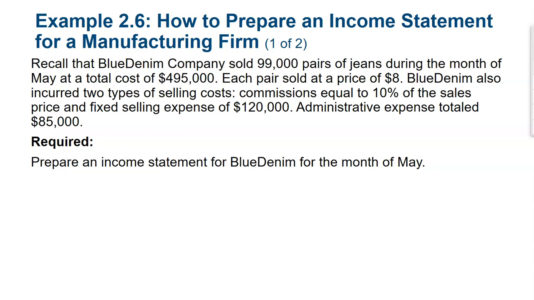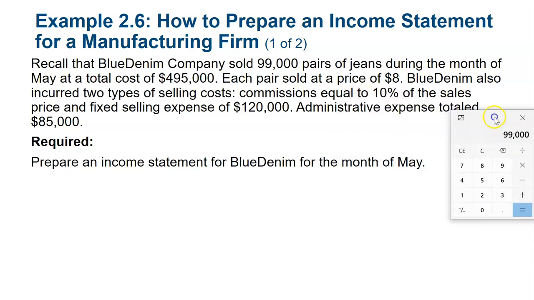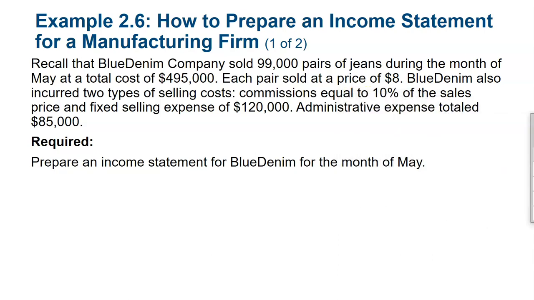So it says here, recall that Blue Denim Company had sold 99,000 pairs of jeans. I believe they had beginning inventory of 10,000 units. Then they made 115,000, so that's 125,000 available for sale. But then they had 26,000 left at the end of the month, so that's where they came up with the 99,000. And at a total cost of $495,000, our per unit cost was $5 each.